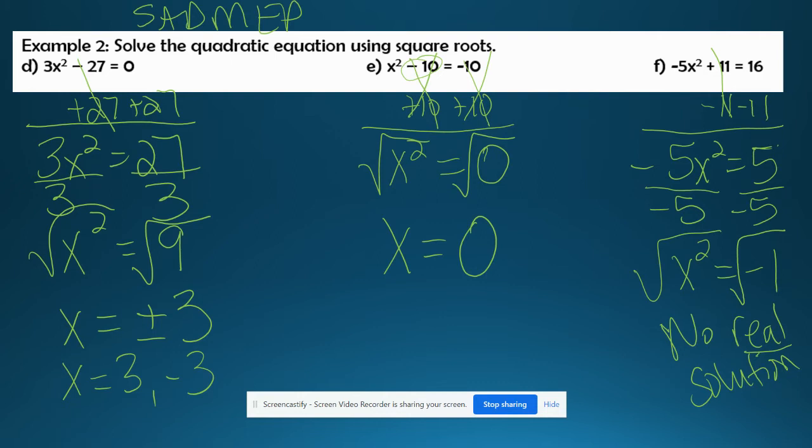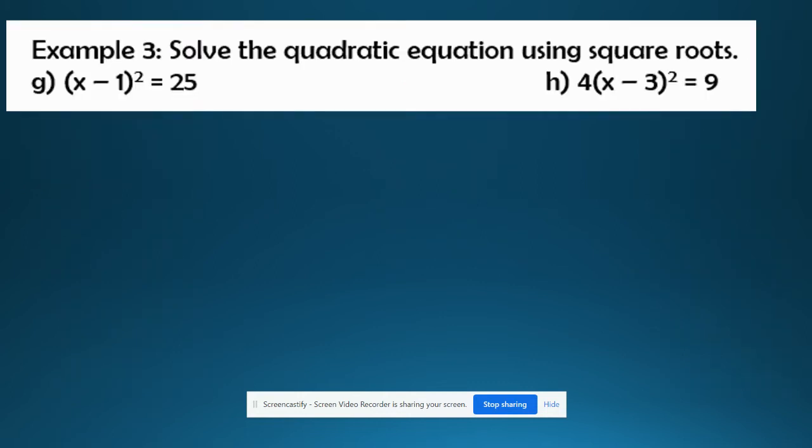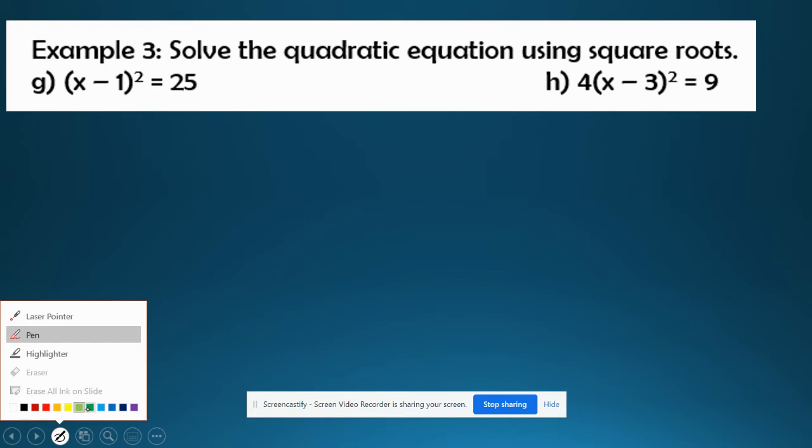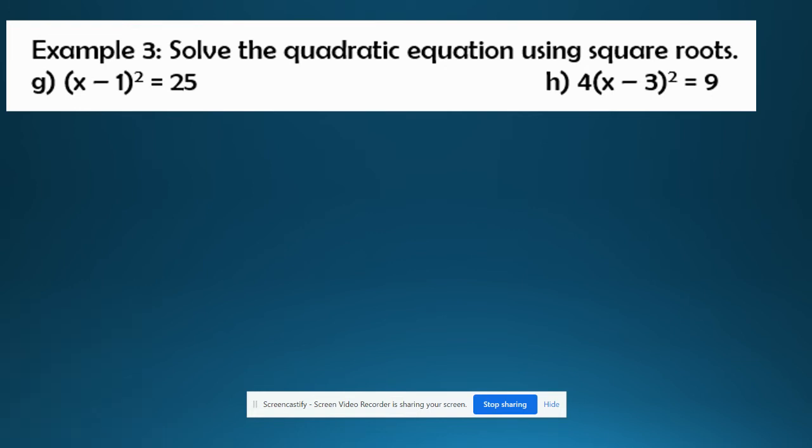You try 1, 2, and 3. Example 3, these are a little bit different because we do have adding and subtracting going on. However, there's some that are going inside the parenthesis with the square on the outside. That means that we're going to do our order of operations a little bit different.